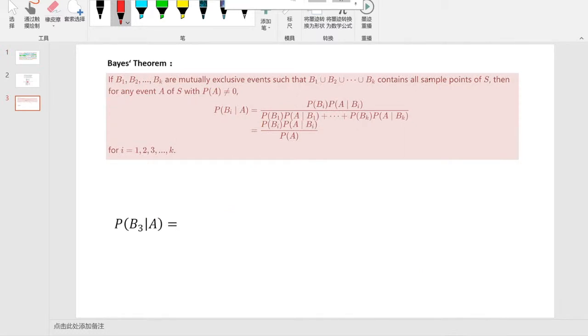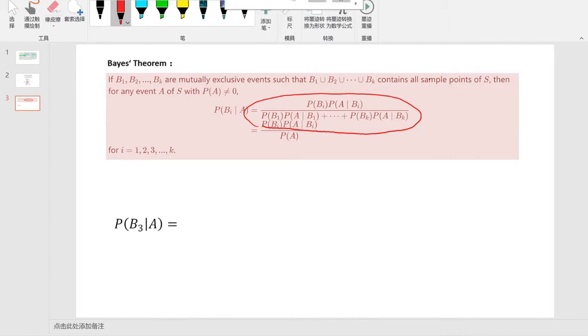This is the definition of Bayes' theorem. If events B1, B2, up to BK are mutually exclusive events, such that B1, B2, up to BK contain all sample points of S, then for any event A of S with probability for event A not equal to 0, the probability for event Bi given event A can be denoted as this equation, and i can be 1, 2, 3 up to K.